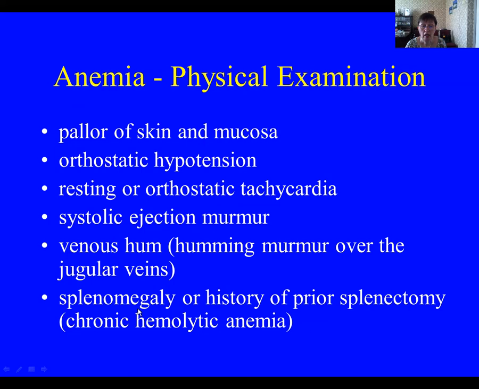And of course we examine the spleen, and we may find splenomegaly or a history of prior splenectomy, which are specific for chronic hemolytic anemia.